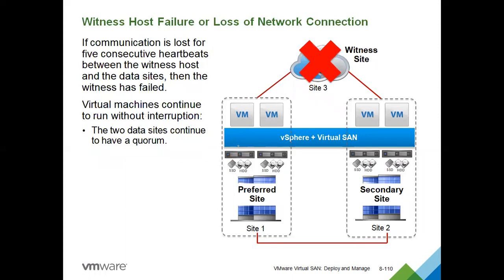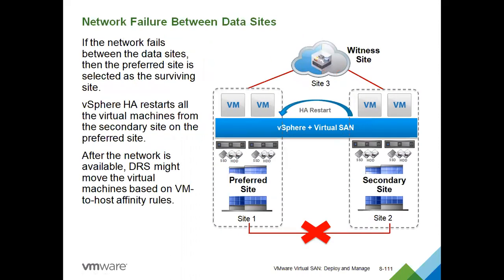If there is a witness failure, communication loss with 5 consecutive heartbeats missed between witness and data sites, then witness is failed and it will be considered a split brain situation. Whatever VM is running where will keep on running. There would not be any failover event. And if a network failure is detected by the site, then definitely it would be a restart between primary to secondary site.